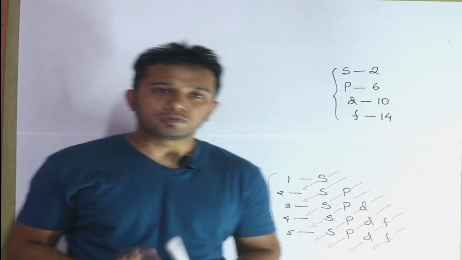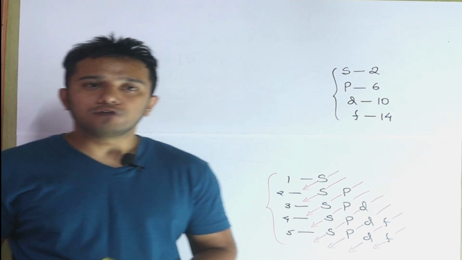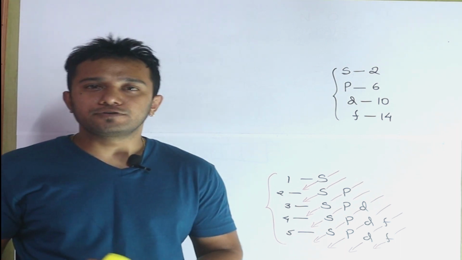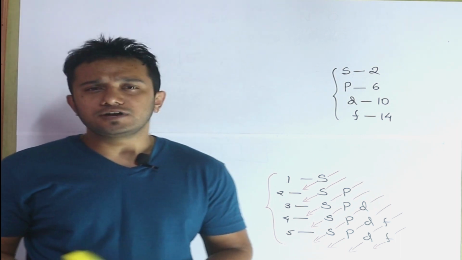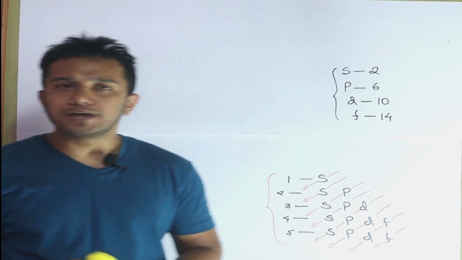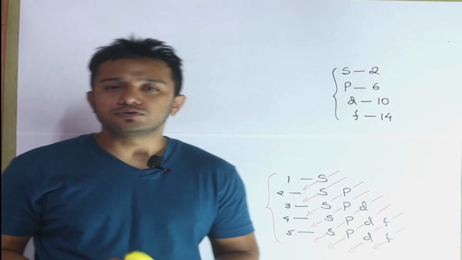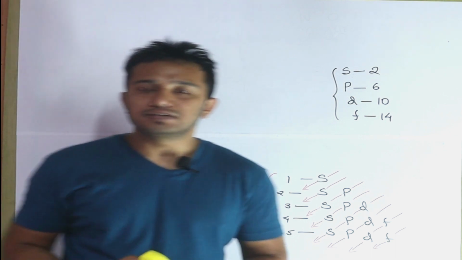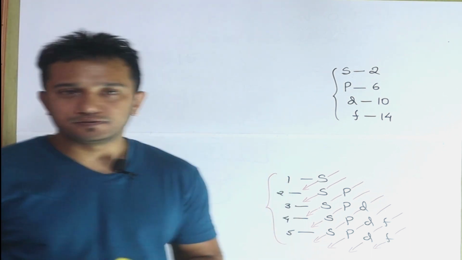Hello everyone. Today we shall be learning how to write the electronic configuration of elements starting from atomic number 1 to 30. Before writing electronic configuration, there are a few things we need to know, such as the Aufbau principle.